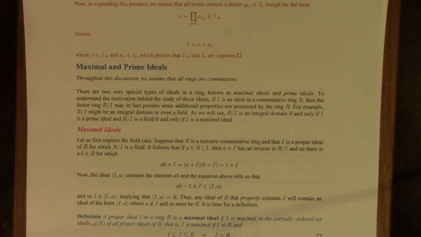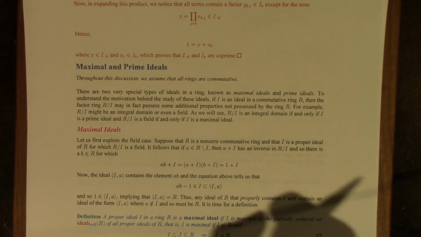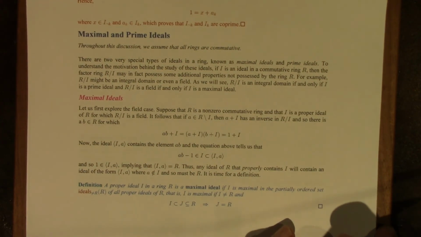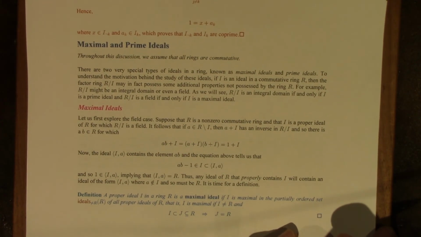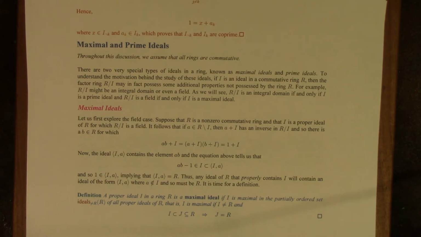Well, as we're going to see, R mod I is an integral domain if and only if I is a so-called prime ideal. We'll define that. And R mod I is a field if and only if I is a maximal ideal, and I'll give you the definition of that as well. So that makes it fairly clear that maximal and prime ideals are important. And there are other reasons why they're important as well.